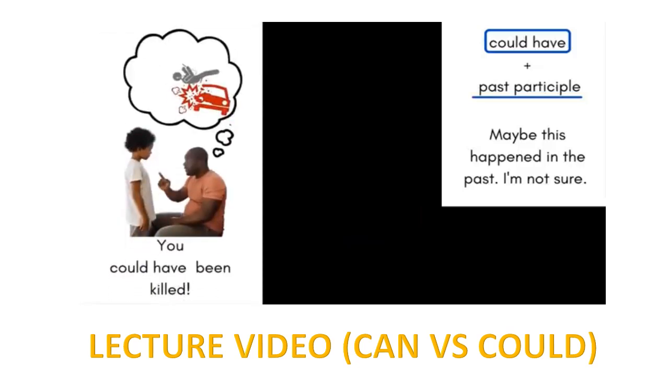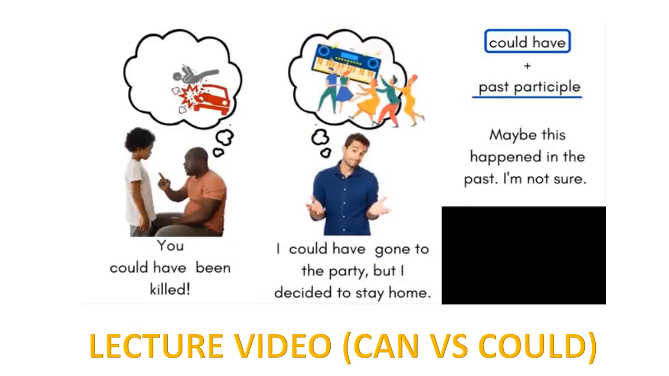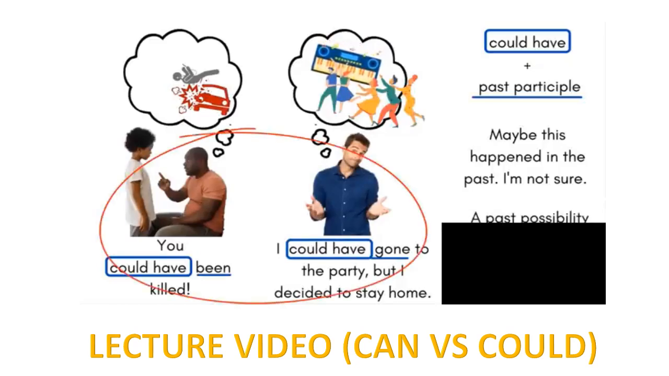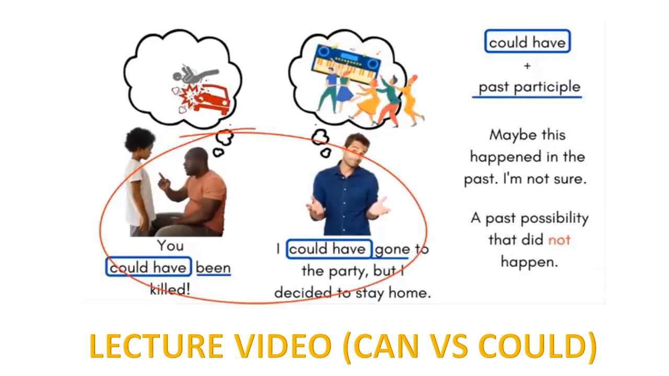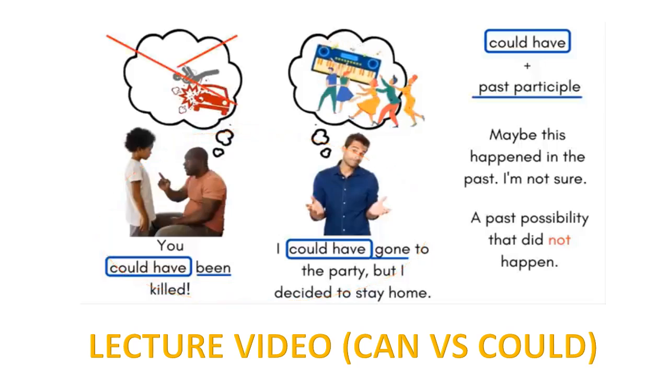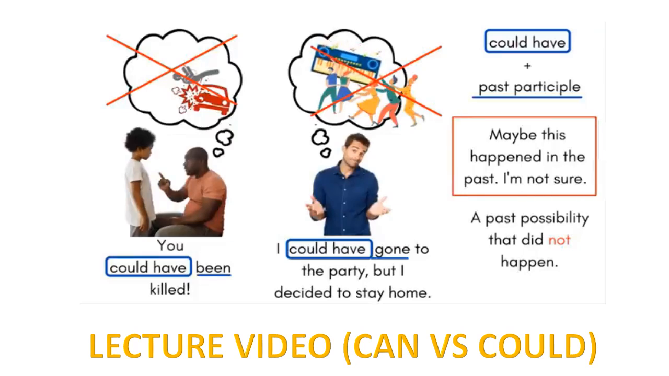You could have been killed. Never cross the street looking at your phone. I could have gone to the party, but I decided to stay home. Could have plus past participle. Here, I mean, this was a past possibility, but it did not happen. This person wasn't killed by a car, but it was a possibility. I didn't go to the party, but it was a possibility. So 2 meanings with could have and past participle. 1, something that maybe happened in the past. 2, something that didn't happen but was a possibility.